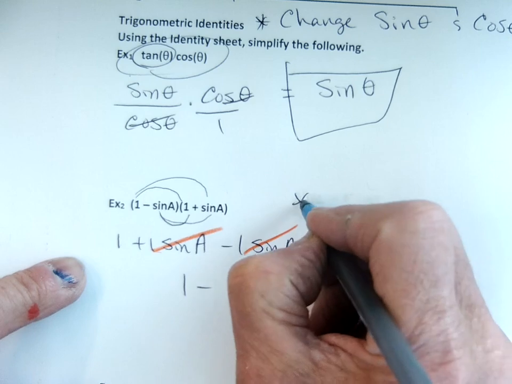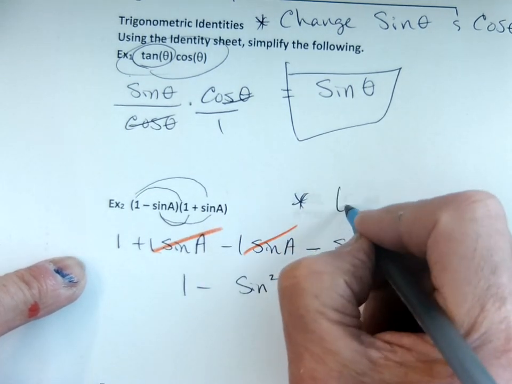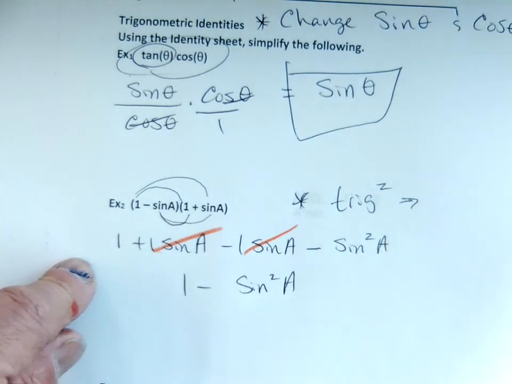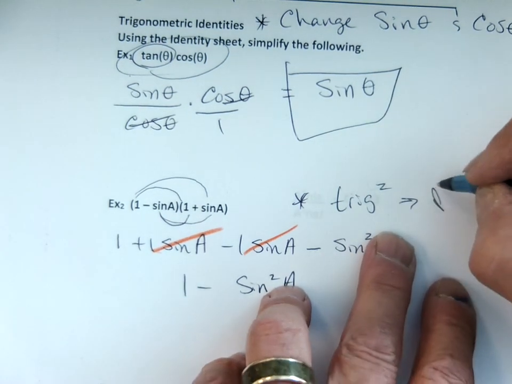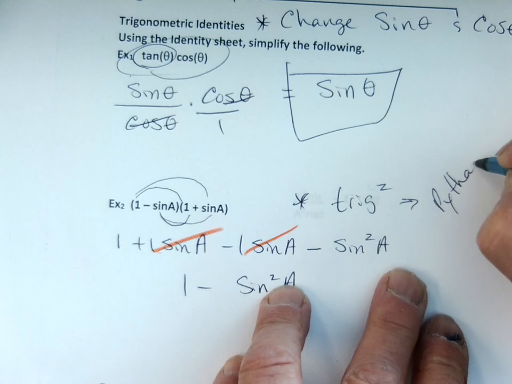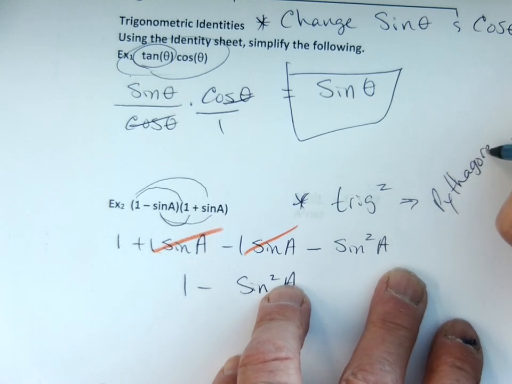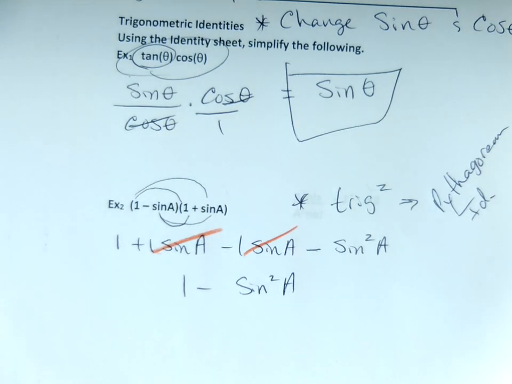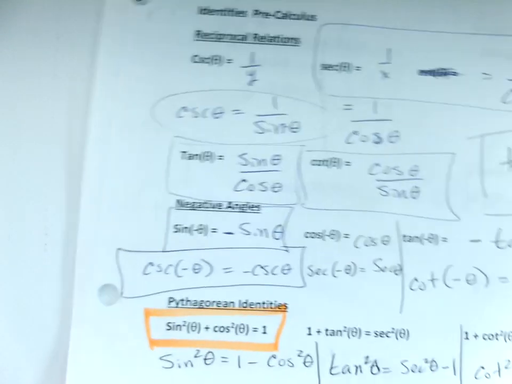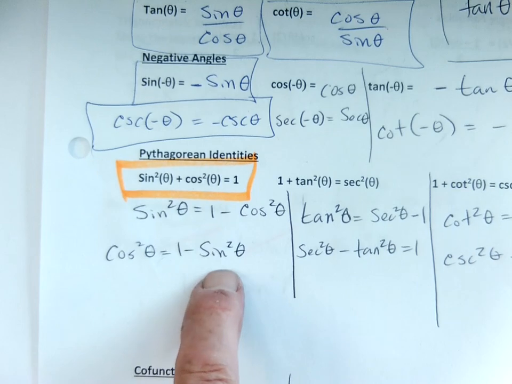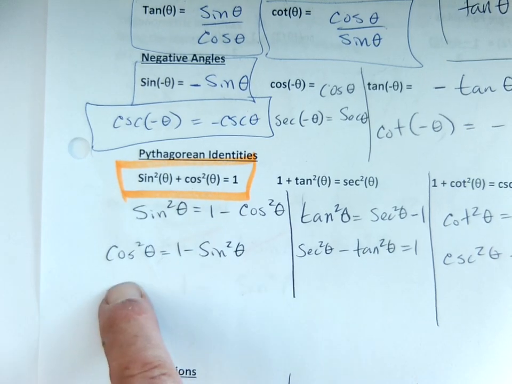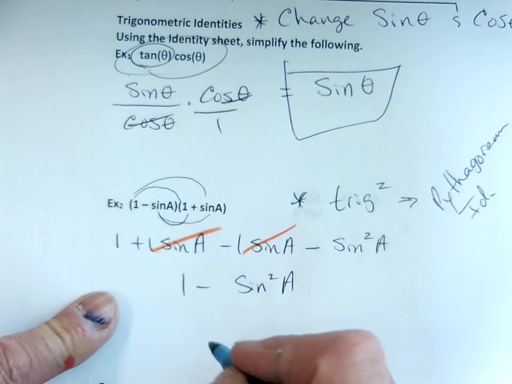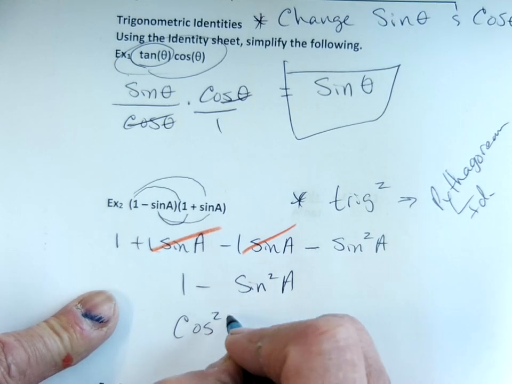So here's my hint. When you have any trig squared, use your Pythagorean identities. Because I believe we have a 1 minus sine squared. It's right there. Which makes this thing equal to cosine squared, right? So instead of 1 minus sine squared of A, we're going to call it cosine squared of A.